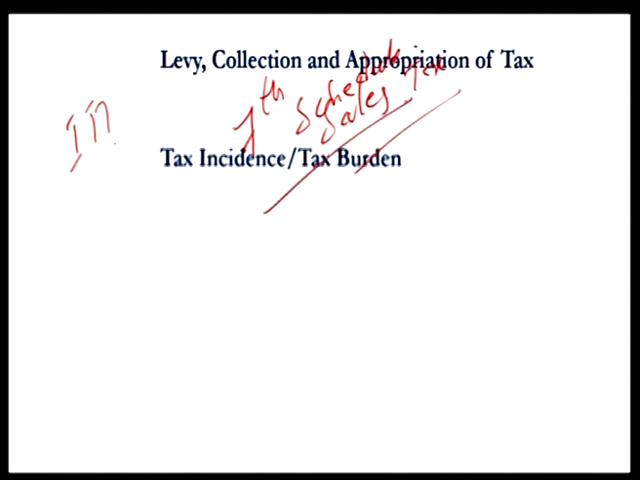The distribution of powers between the center and the states would help you very easily understand who levies a particular tax. What comes under the central list, state list, and concurrent list would give you an idea, to a large extent, of how these taxes are levied. So when it comes to taxation, there are three aspects of taxation: levy, who imposes a particular tax, and who collects it.